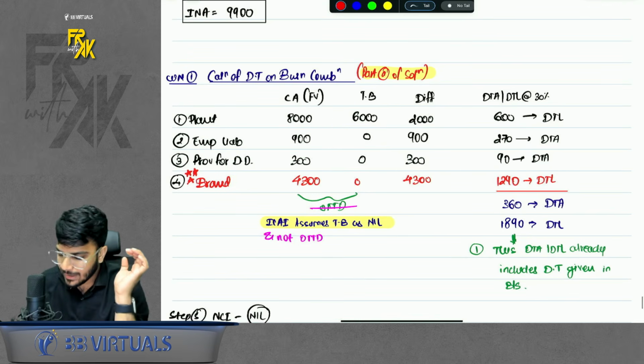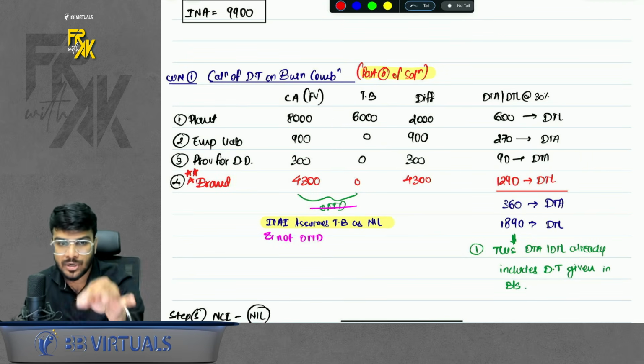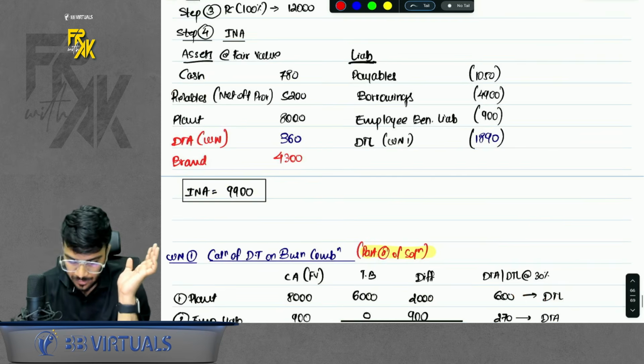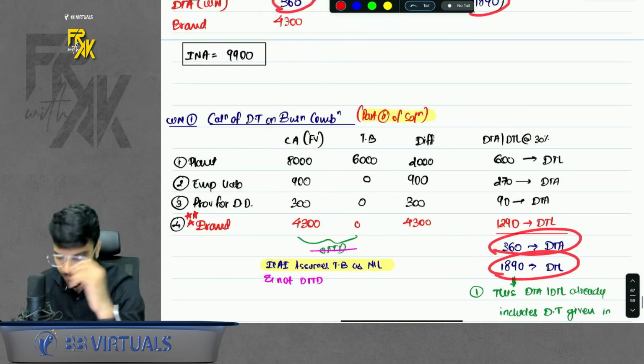Ideally you net off the deferred tax asset and liability. In the question it was said not to net it off but to show it separately. So I am showing it separately. So we will take this over separately. Do remember this part.